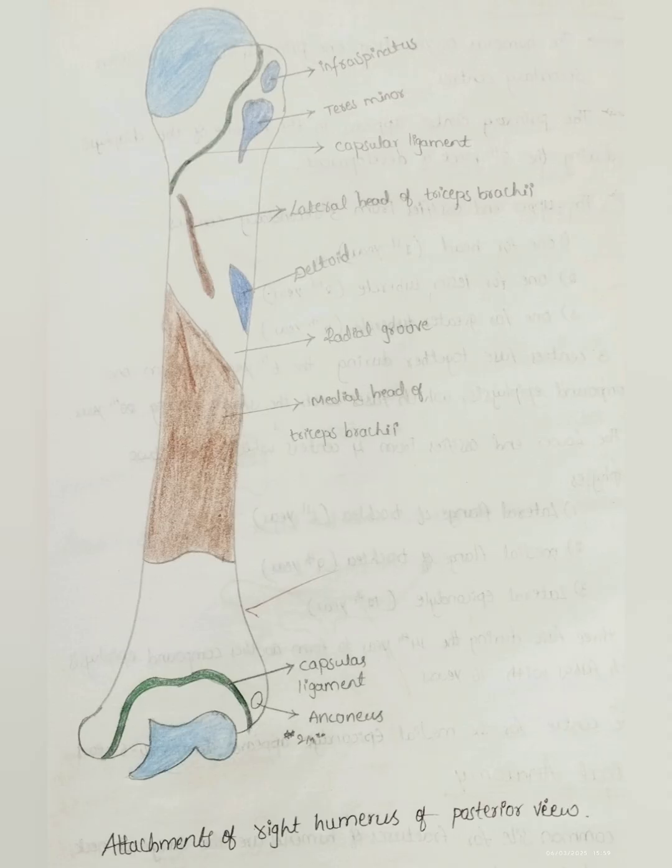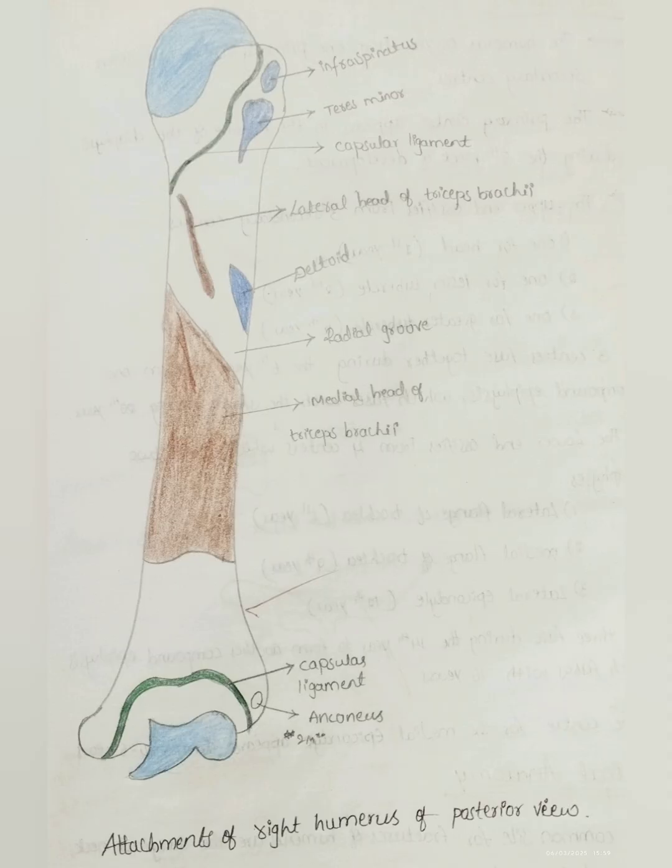Next, in the intertubercular sulcus we have contents: the tendon of the long head of biceps brachii and its synovial sheath, and the ascending branch of the anterior circumflex humeral artery. Next, the deltoid muscle is also inserted into the deltoid tuberosity.